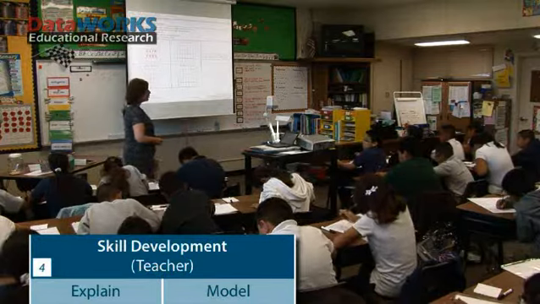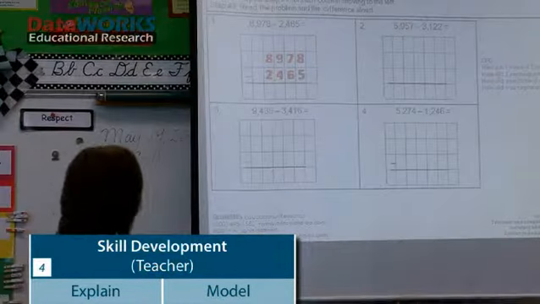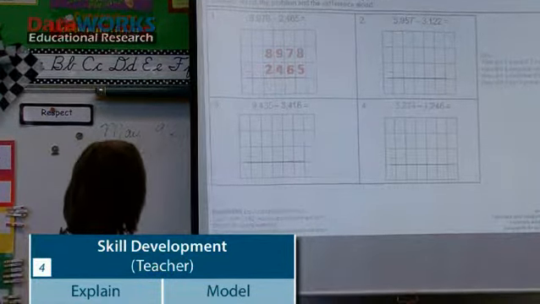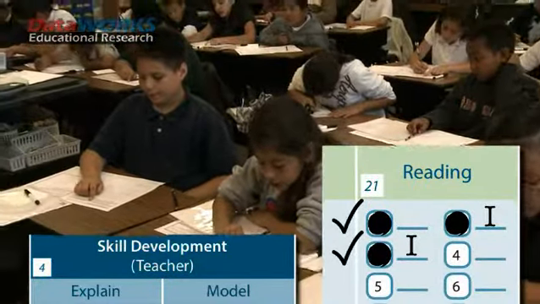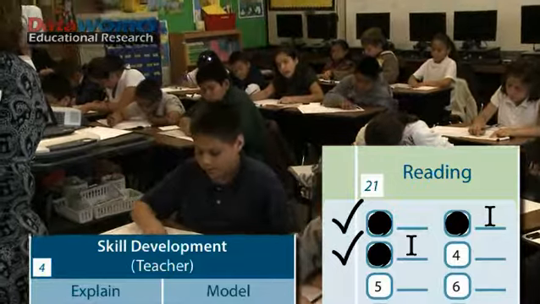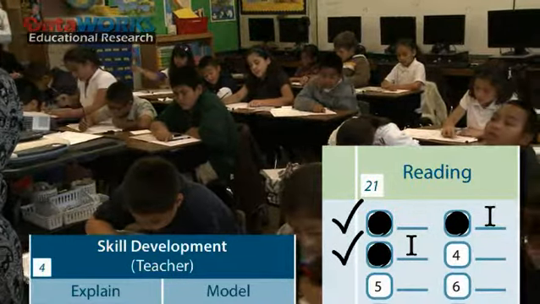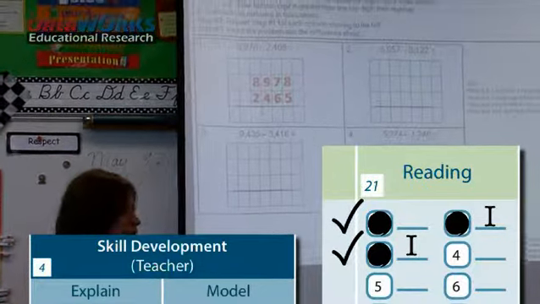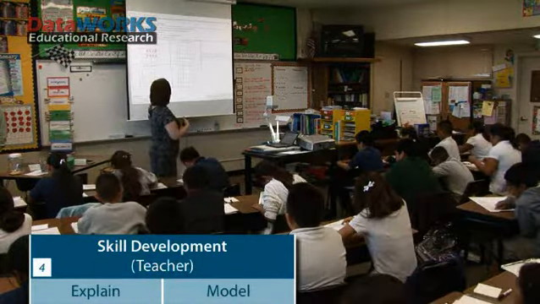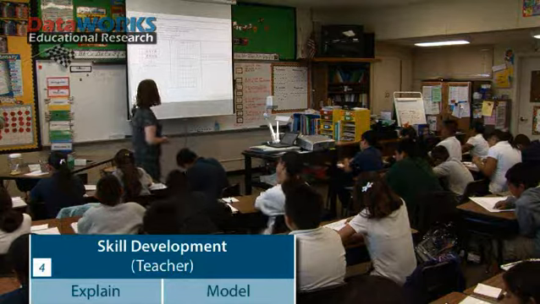I want you to put your finger on step 1. We're going to read it together. 1, 2, 3, read. Starting from the ones column, compare the digits in the ones column. A, if the bottom digit is greater than the top digit, then regroup. Step B says subtract the numbers in this column.